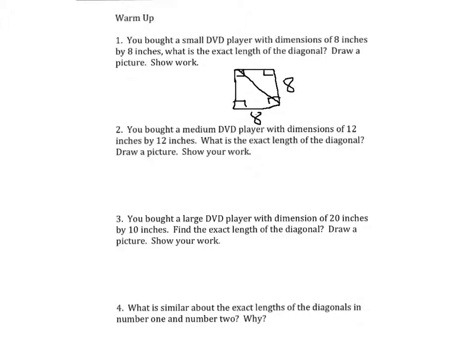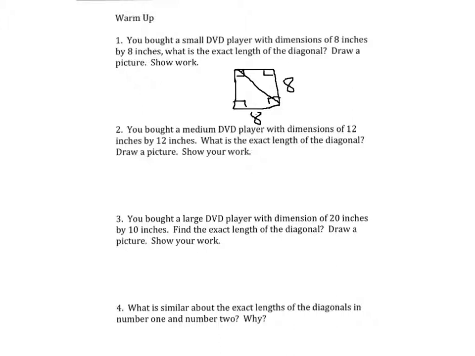In this lesson, I'm wanting students to sketch pictures of the given information to apply the Pythagorean theorem, and I also want to introduce them to the 45-45-90-degree triangle so that they can easily find exact answers based off of that formula and then change it to approximate answers if needed. In this lesson, the first one had the DVD player that was 8 by 8.